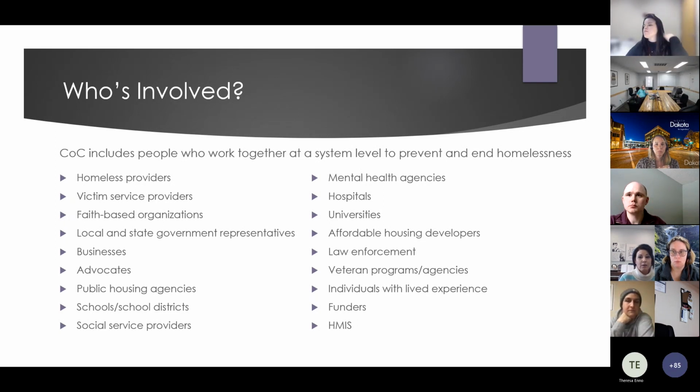The COC planning brings all of these partners to the table to assure that there is a comprehensive, informed, and coordinated approach to ending homelessness or preventing it. Currently, the North Dakota Continuum of Care has right around 180 members that represent about 80 agencies.